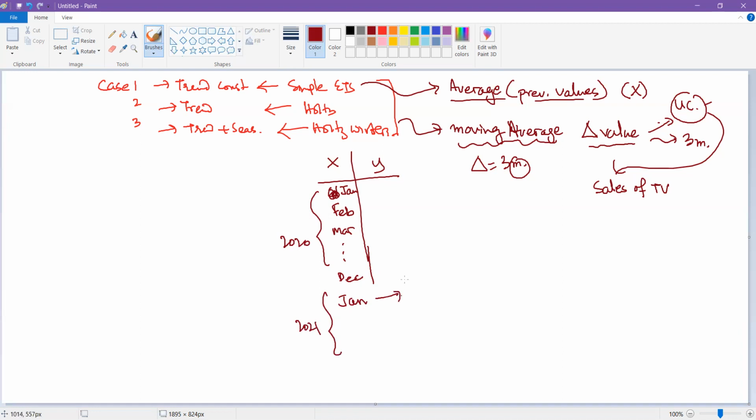Because delta is equal to 3, I go back 3 months: December, November, and October. For October some value was there, Y of October. For November, Y of November. For December, Y of December. I take the sum of all these, divide by 3, get the average, and put it for January.